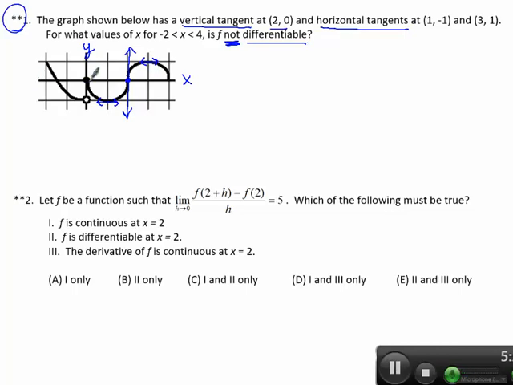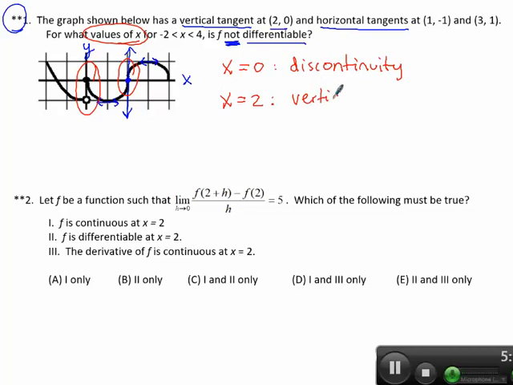As I scan from left to right, I notice one of the conditions right here, the function is discontinuous. So at x equals 0, there is a discontinuity. So that's one of the places where the function is not continuous. Where else? Where we have a vertical tangent. That's at x equals 2. Remember, they asked for the values of x where the function is not differentiable. So there is a vertical tangent at x equals 2.